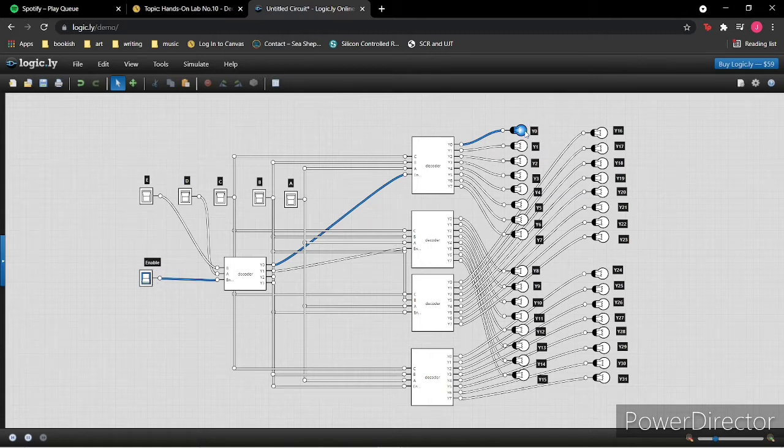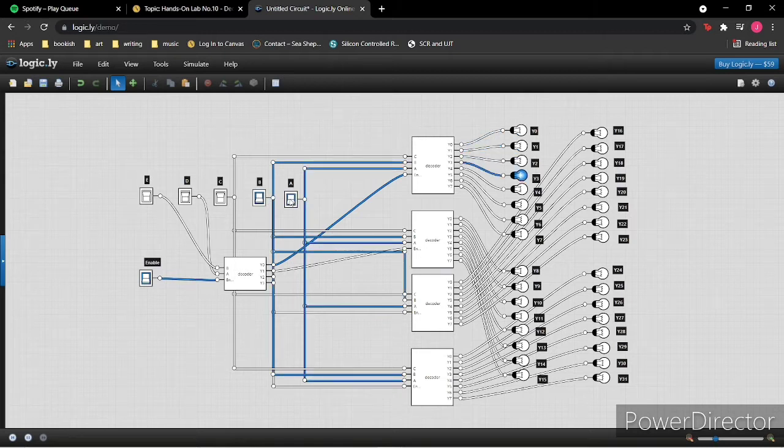The first output should be Y0 high and the rest low. And this is in order. And let's try the binary number 1. So Y1 will have an output of high.